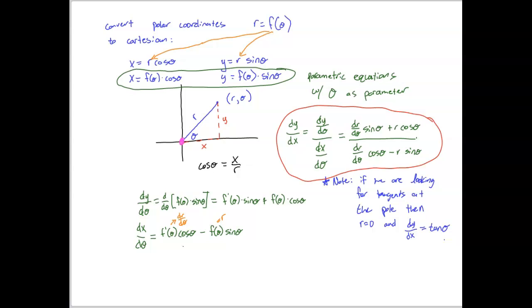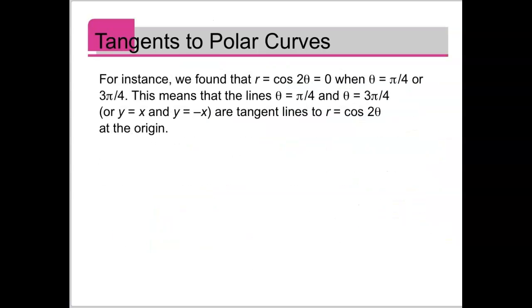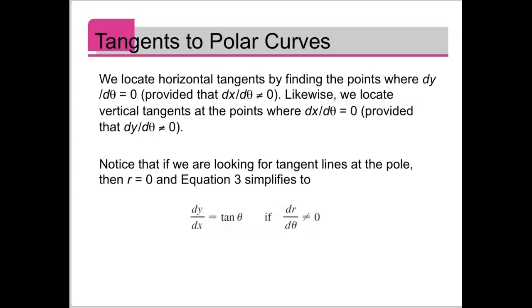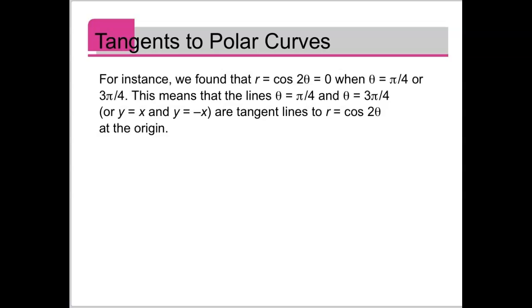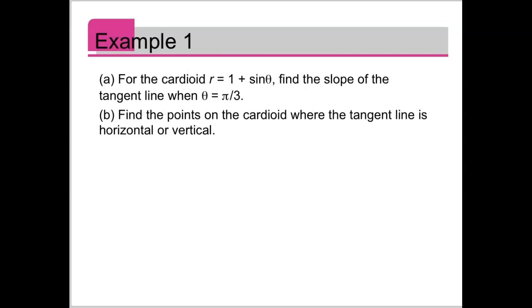All right. Okay. So I'm going to skip that. Let's just get to an example. For the cardioid, r equals 1 plus sine theta, find the slope of the tangent line when theta equals pi over 3. So again, really what we want to do first is just convert this to a parametric form.